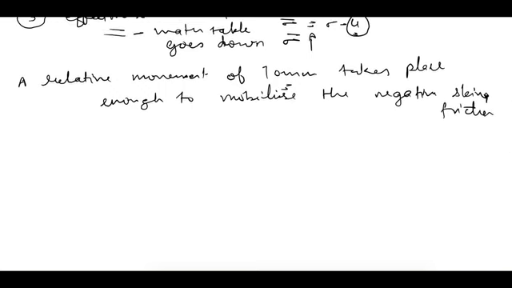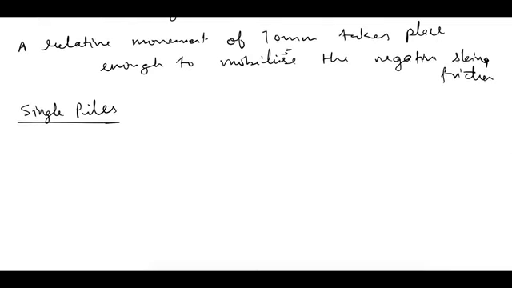So let's see how we calculate. First, let's see the negative skin friction for single piles, and later we'll see for pile groups. In a single pile the soil can be cohesive or cohesionless. If it is a cohesive soil, the formula would be the same as what we use for skin friction, that is equal to P into LC into alpha into Cu.